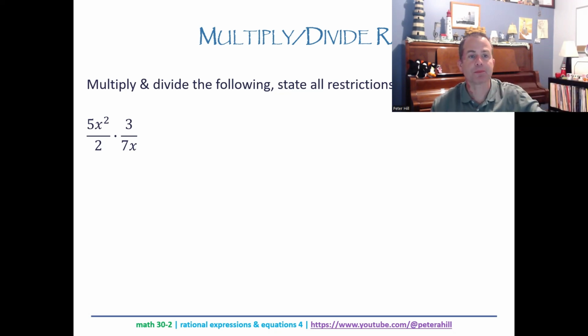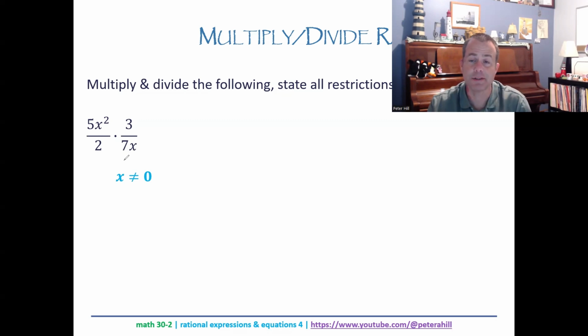Okay, so I do have a variable on the bottom of a fraction now, so I want to think about restrictions. X can't be 0. So I'll start there. And then I want to think, okay, well, maybe I want to just multiply these together first. Doesn't matter. Maybe I want to see, hey, the x squared and the x, one of those x's will divide out. Great. If you want to do that right away, awesome.